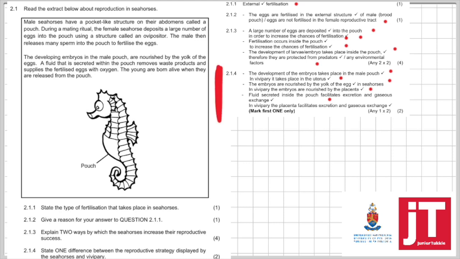This is a lovely question. Make sure you write this question down and the answers down, and you're able to answer similar questions.